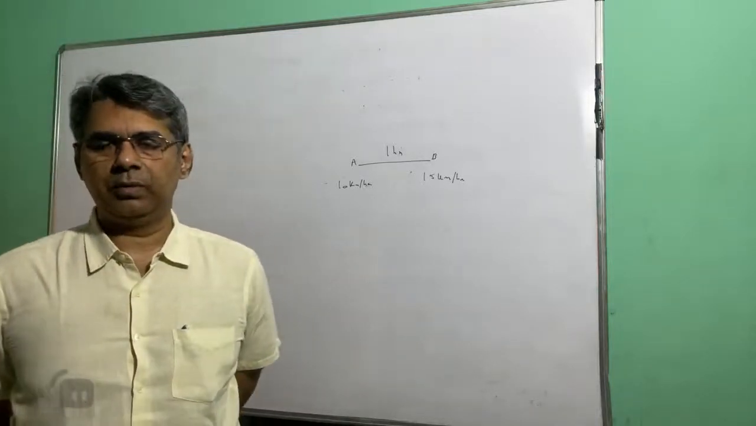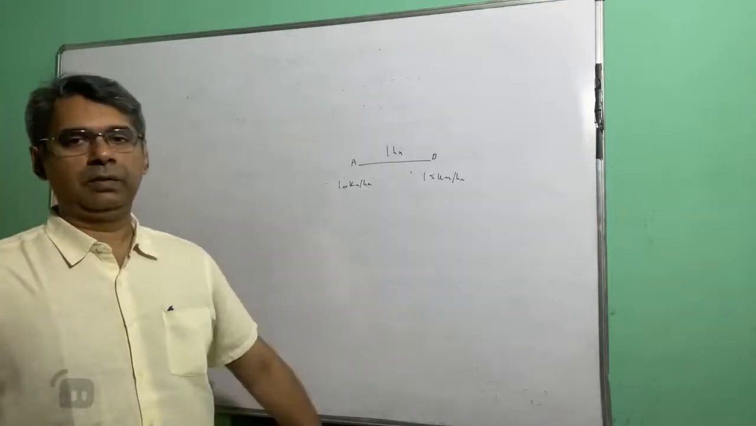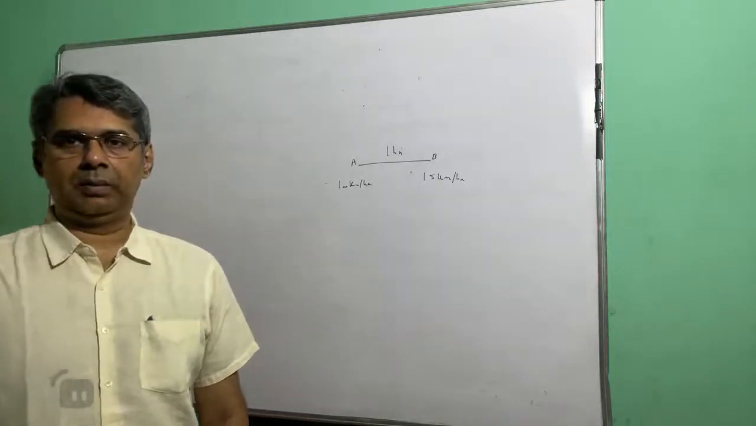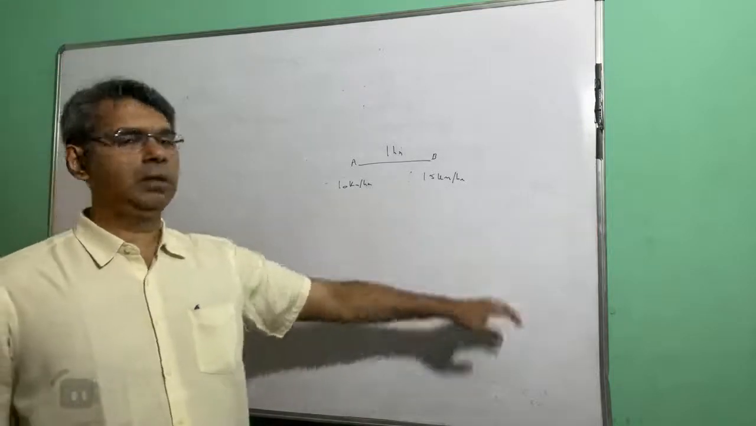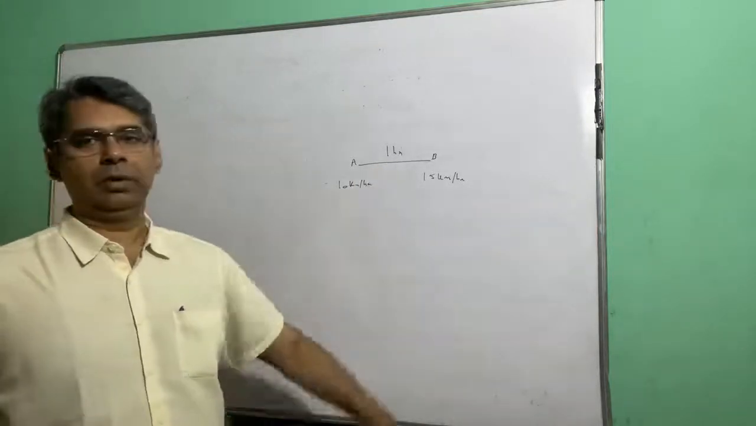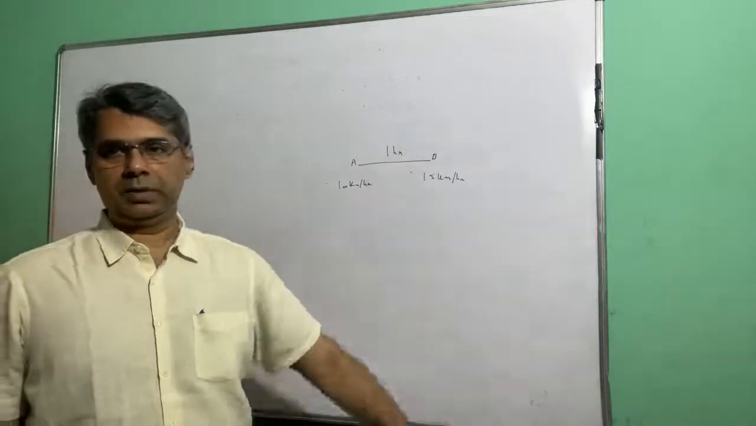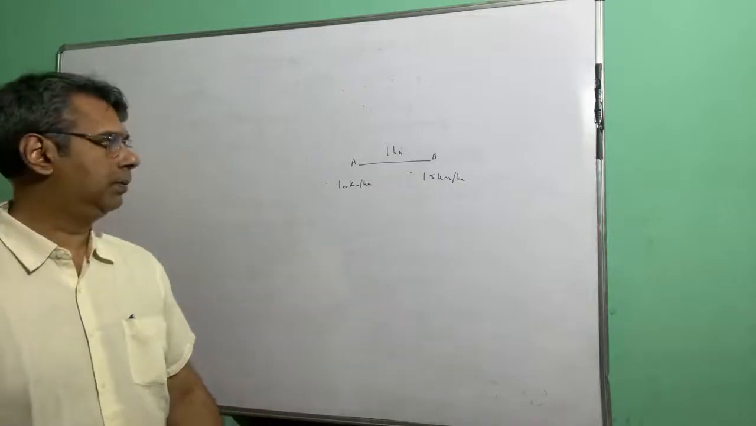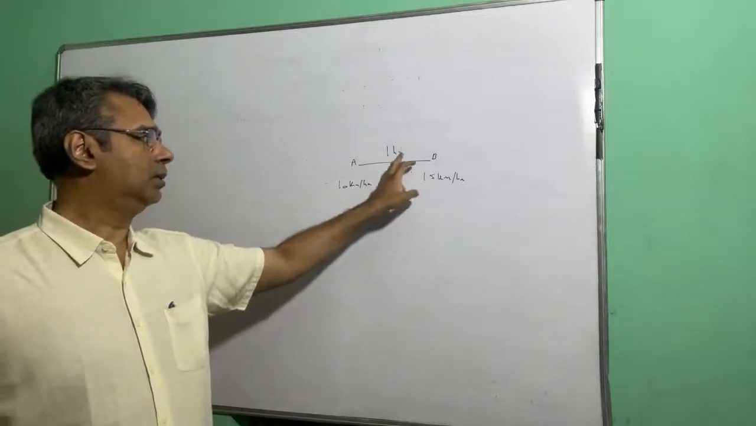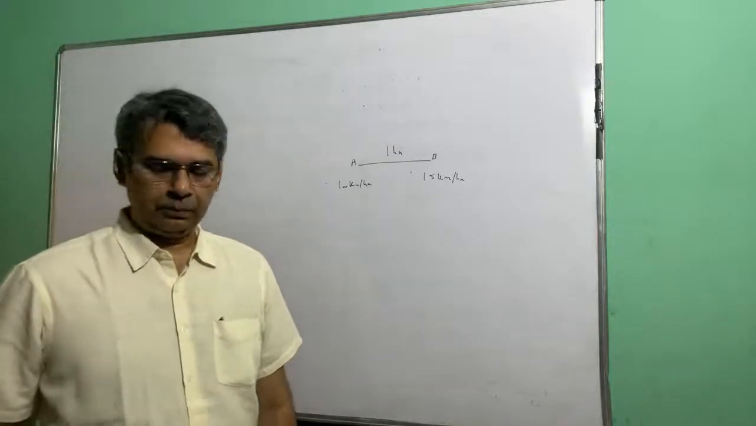Suppose a body is moving, and during the motion, the velocity of the body was initially 10 km per hour, and later on the velocity became 15 km per hour, and this happened over a period of 1 hour. So the body's initial velocity was 10, later on the velocity became 15, and this change happened over a time gap of 1 hour.